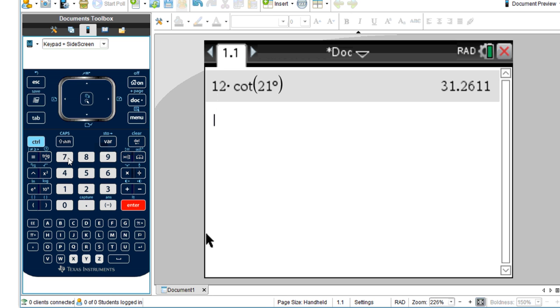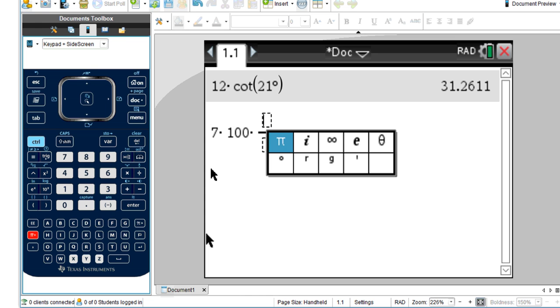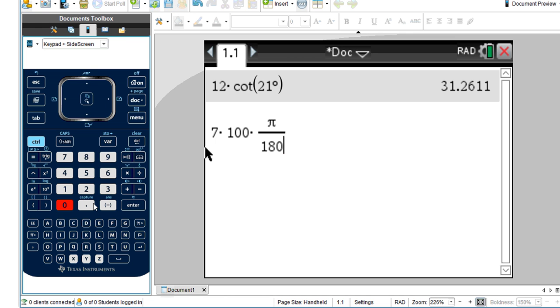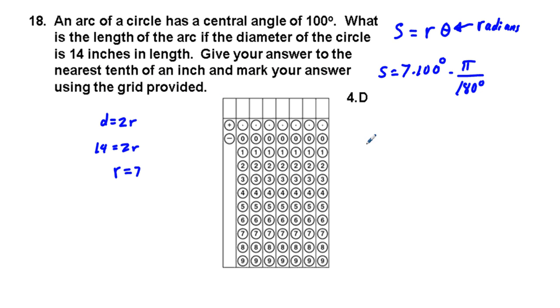So we got our calculator, and we put in 7 times 100 times pi over 180, and for that we get 12.22, so about 12.22.